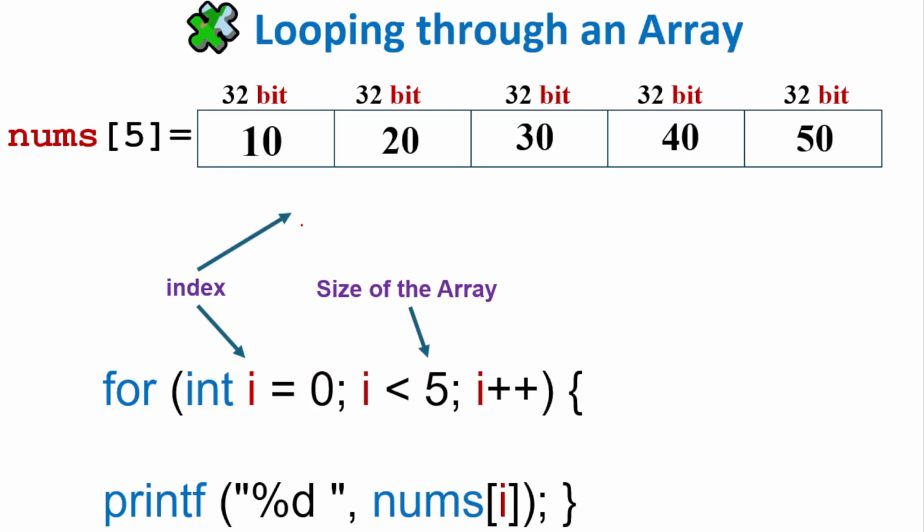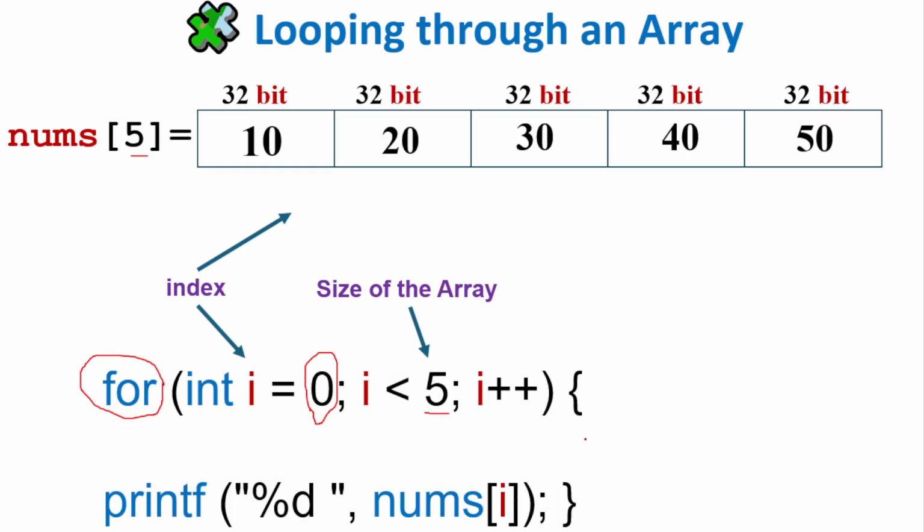Looping through an array. The most common way to process an array is by using a loop, usually a for loop. In this method, we start the index from 0 and increase it up to 1 less than the size of an array, because the last valid index is always size minus 1. This is very important.